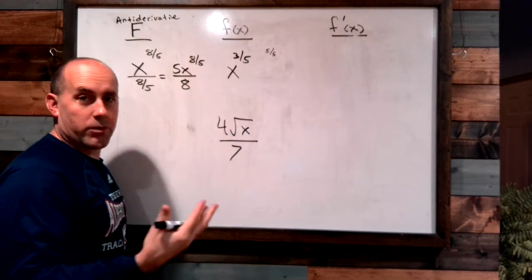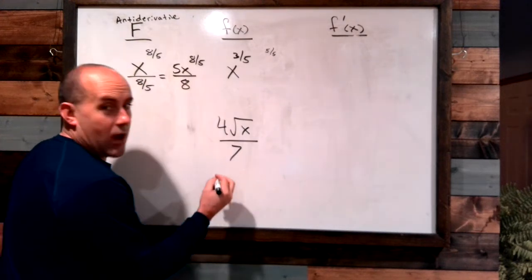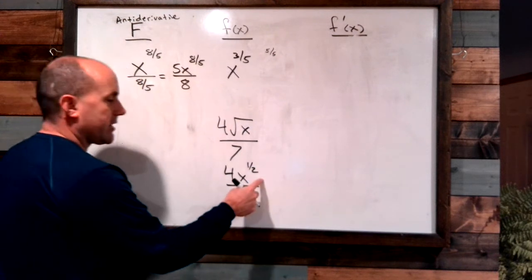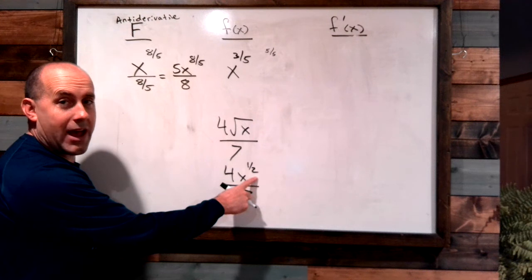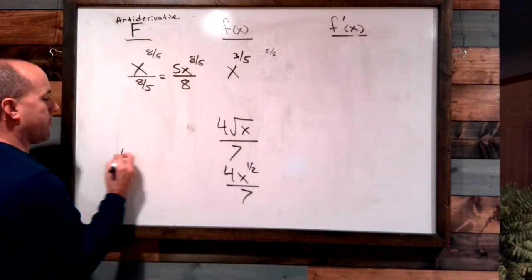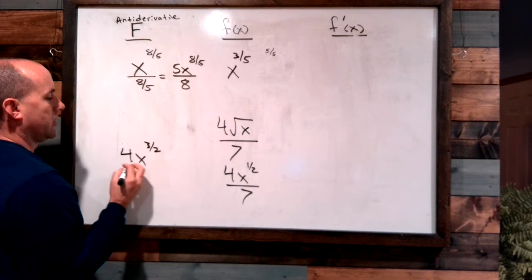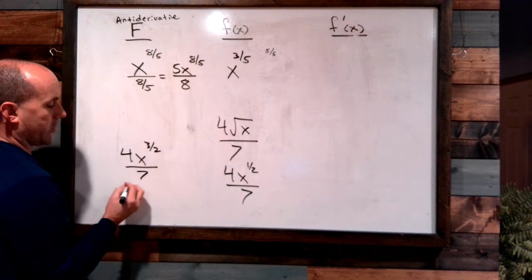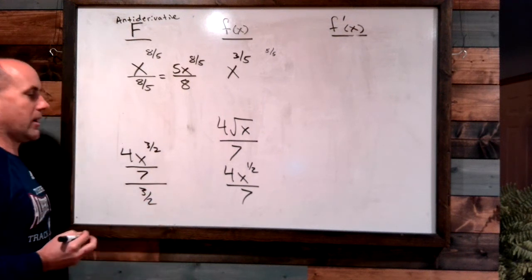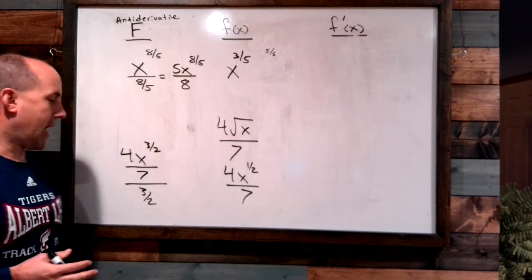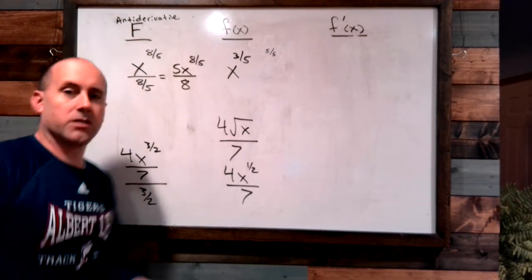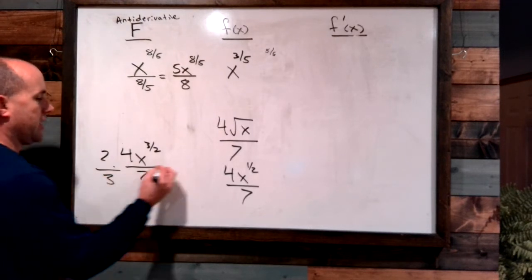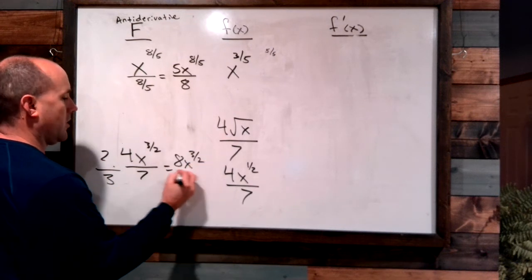Sometimes if you have a radical, you want to rewrite it so it's got an exponent in rational form. So 4x to the 1/2 over 7. And so when you take the antiderivative, we're going to add 1, or 2 halves. We get 4x to the 3/2 over 7, over 3/2. Okay? So we divide by that 3/2. Well, instead of dividing by 3/2, let's multiply by 2/3. We'll multiply by 2 over 3.